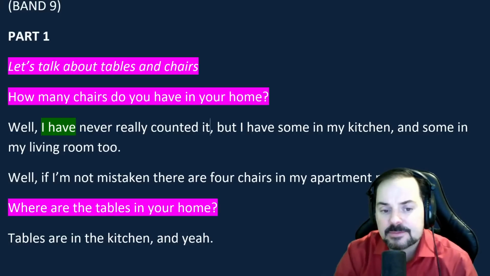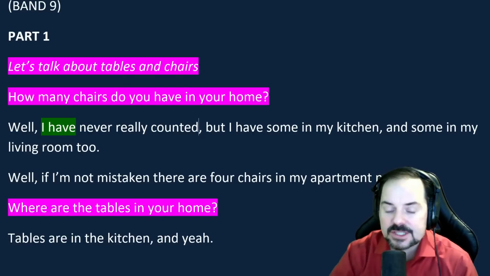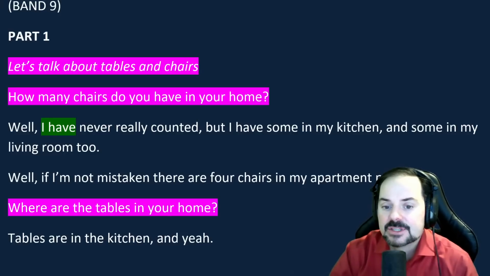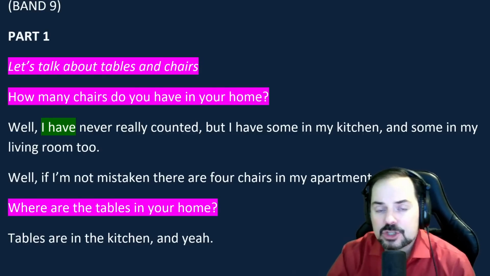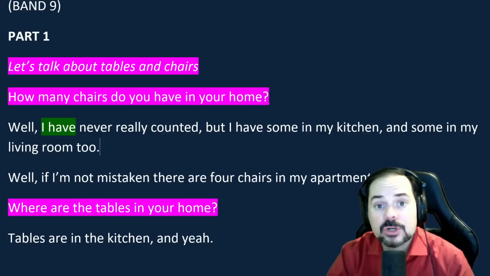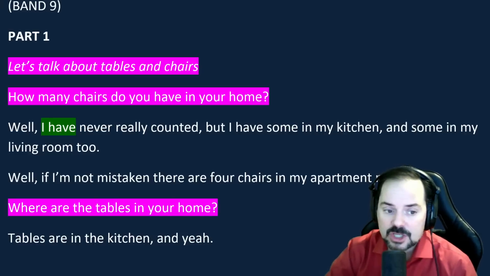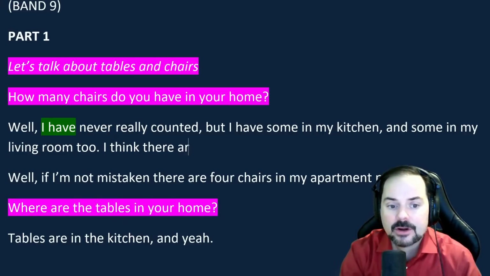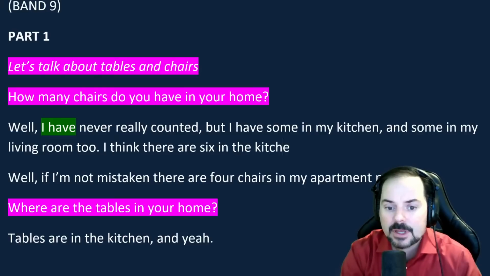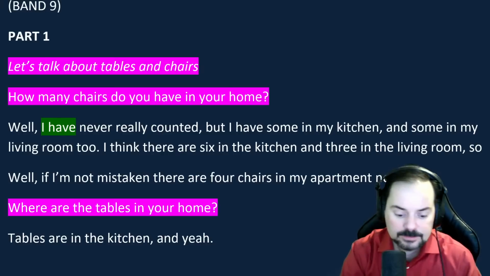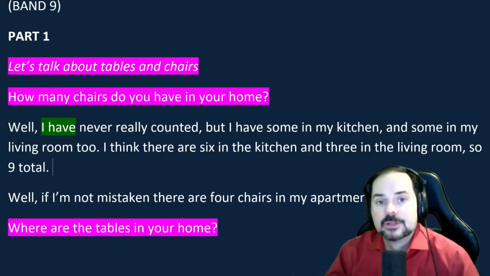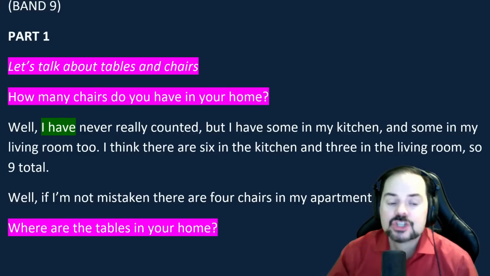Naturally, most native speakers would omit the it. So they would say, well, I've never really counted. They wouldn't say it. I've never really counted, but I have some in my kitchen and some in my living room too. Use quantitative language, Yuka, and this is for everybody. Okay, numbers are your friend when it comes to communication. So I think there are 6 in the kitchen and 3 in the living room. So 9 total. Okay, that builds your fluency. It gives more accurate language and you get a better band score.